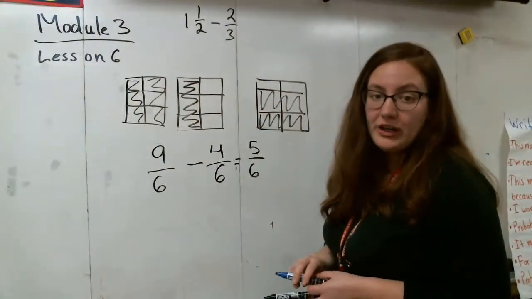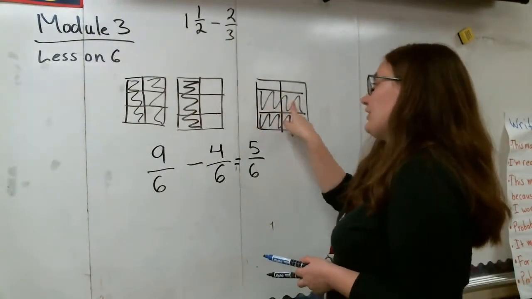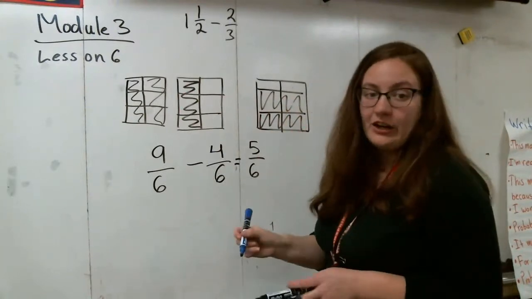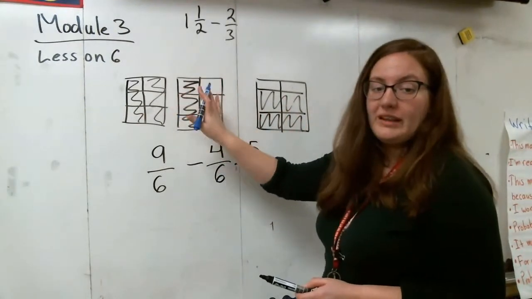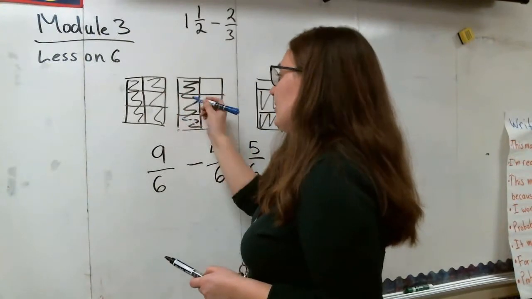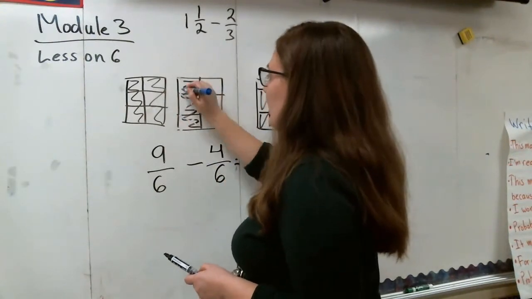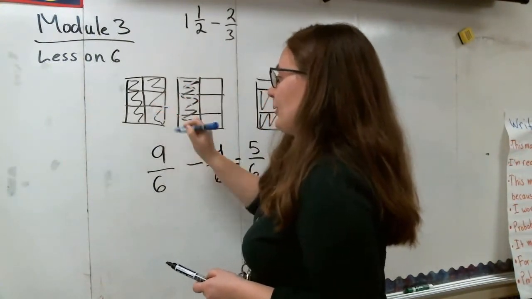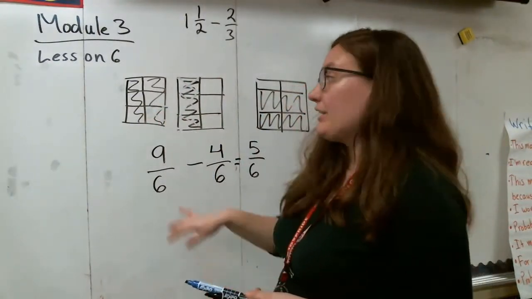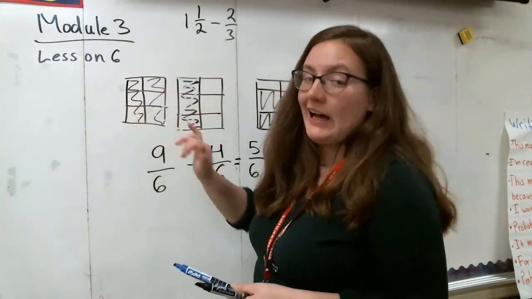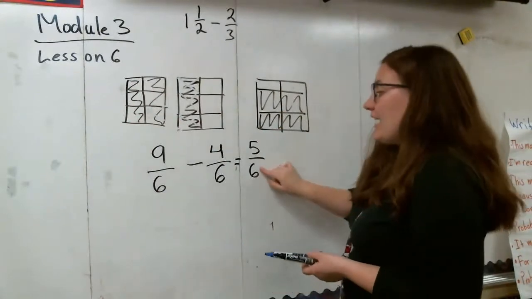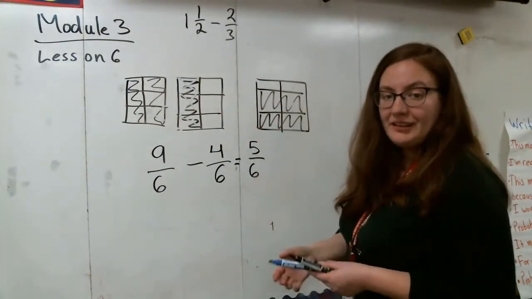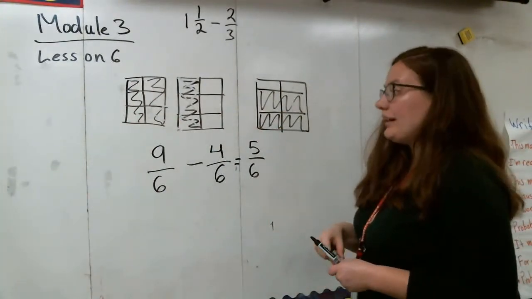But I can also show it in my model as well. So if I have 1, 2, 3, 4 boxes I need to cross off, starting with my part, I will go 1, 2, 3, and 4. And that then leaves me with 1, 2, 3, 4, 5 boxes left out of 6 total boxes, which leaves me with the answer of 5/6 as well.